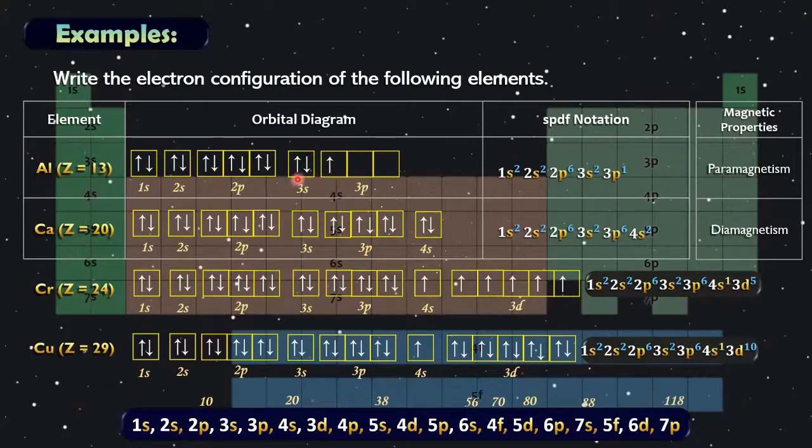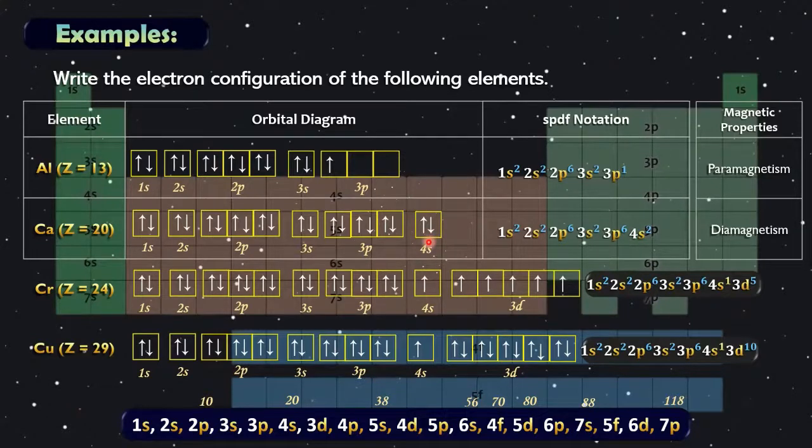Example number 1, which is aluminum, is considered paramagnetic because it has a single electron. The second example, which is calcium, is under diamagnetism since it has no unpaired electrons, or no single electron, no? They are all coupled, sana all. Therefore, it will not be attracted to a magnet.